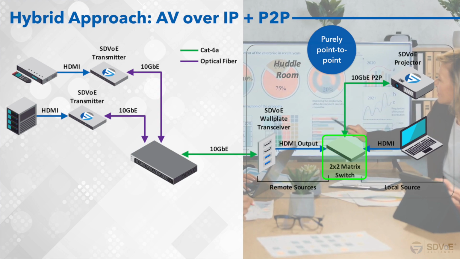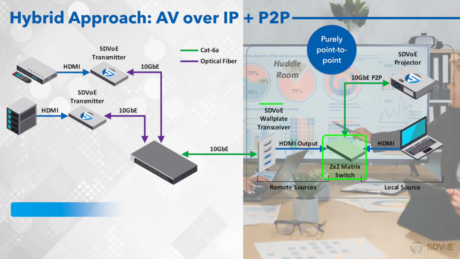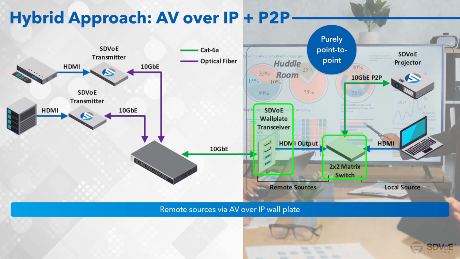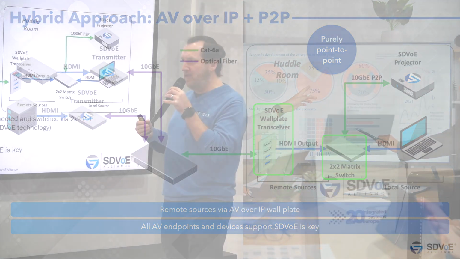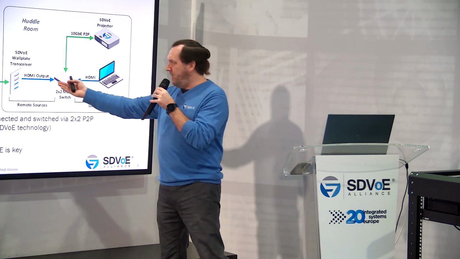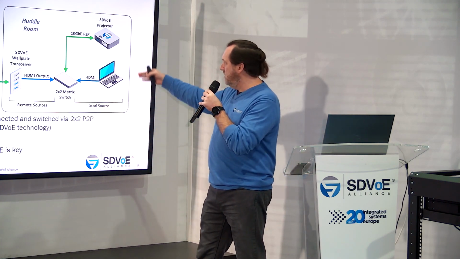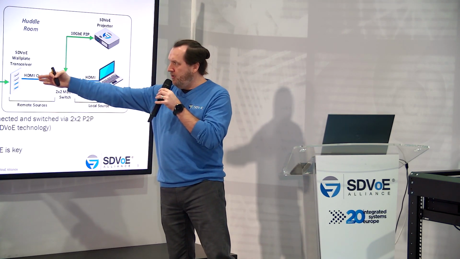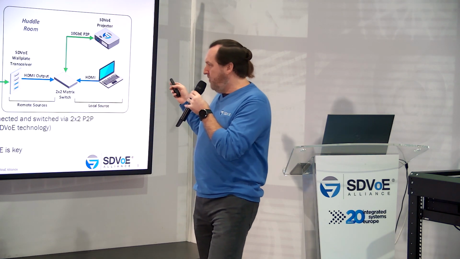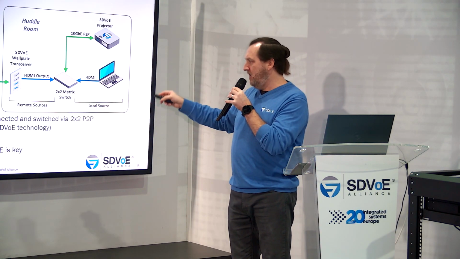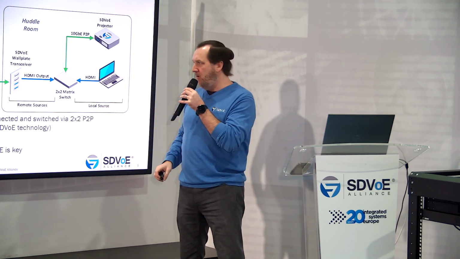We can still access remote AV sources because we have this SDVoE wall plate transceiver. Now, SDVoE is the only solution that provides true transceiver functionality on a single endpoint. In this case, we're using the HDMI output into the matrix switch, so we can switch between external AV sources or the local laptop to the projector. And again, note this is an SDVoE projector. It just so happens to not be connected to a network switch. The key obviously here is that all AV endpoints and devices are SDVoE compatible.